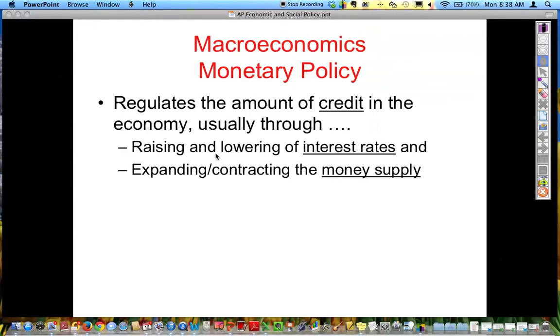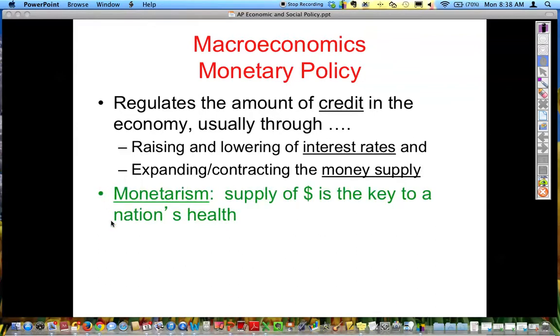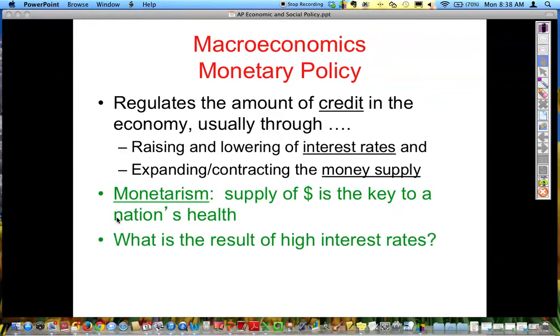So when the interest rate is high, they try to cool down the economy, which means it's harder to borrow money. If the interest rate is low, they're trying to stimulate the economy to encourage people to take out long-term loans and spend money. Another thing that they can do is expand or contract the money supply. And the group that does this is called monetarism. The supply of money is the key to a nation's health. Keynesianism, and John Maynard Keynes was one of the first ones, but monetary policy is you have to take into account how much money is in the economy or out. If you have too much money in, it causes inflation. If you have too little money, it causes stagnant growth.